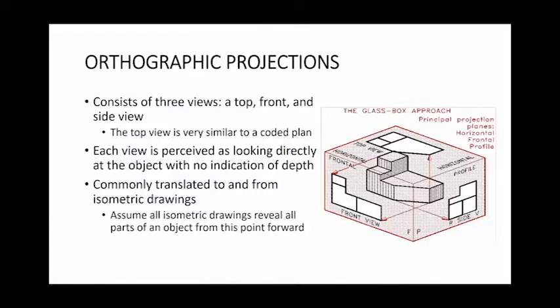You can imagine that you're standing to the left of the object looking straight on, and there's no indication of depth. And the same thing goes for the right view, the side view. If you were to stand on the right side of the object and look on, there would be no indication of depth or shading, so you only rely on the lines that are there. It's very common that you'll see orthographic projections converted to and from isometric drawings. In practice and in the real world, you'll see that quite often.